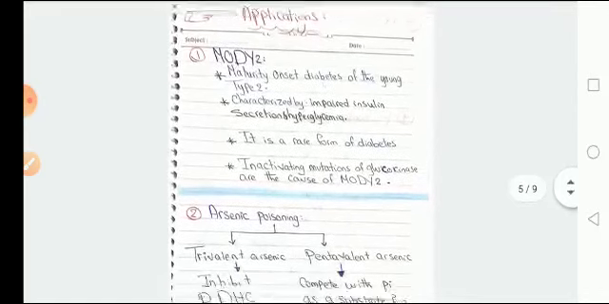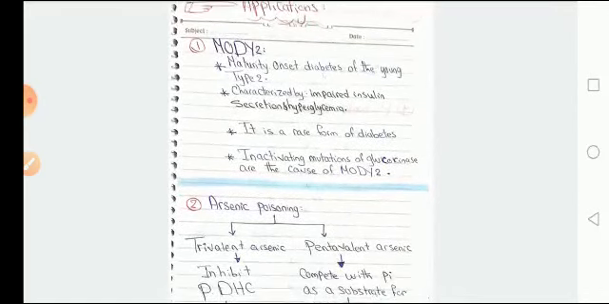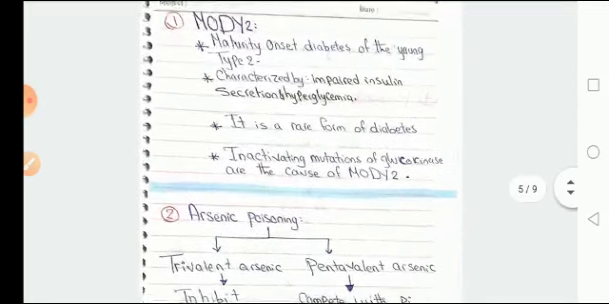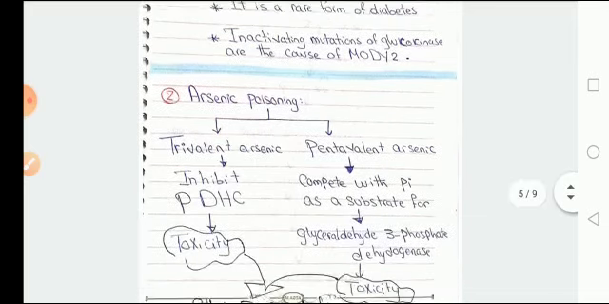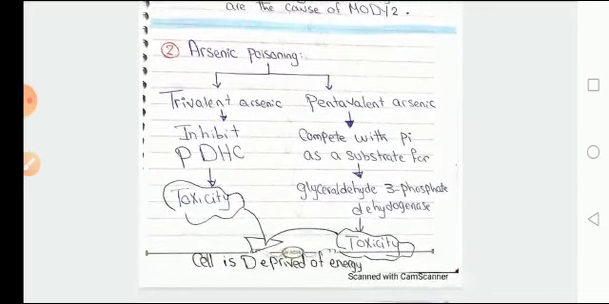Applications. We have already seen MODY 2 in the first lecture. We are going to go through it briefly. Known as maturity onset diabetes of the young type 2, characterized by impaired insulin secretion and hyperglycemia. It's a rare form of diabetes and it's caused by mutations of glucokinase, which was responsible for phosphorylation of glucose to glucose 6-phosphate. The second application here is arsenic poisoning.